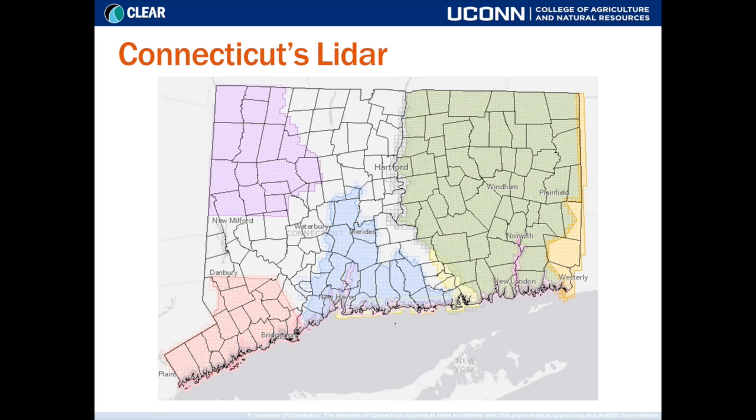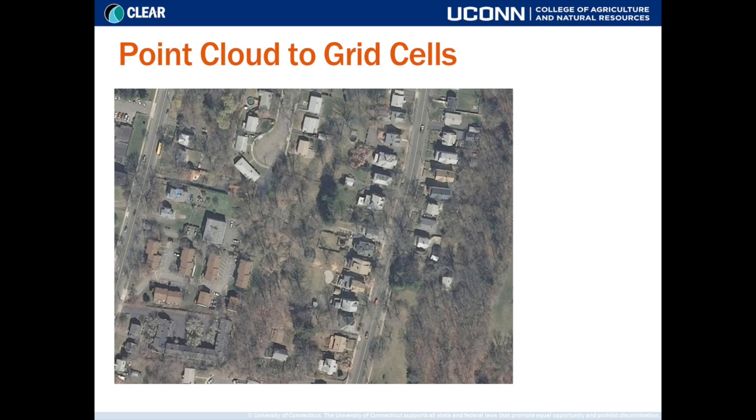So let's talk about what we have here in Connecticut. We have a patchwork quilt of data sets that are all colored differently on this map. And I'm going to talk briefly about each one. First, I want to talk about the difference between a point cloud and the grid cell data. So we had that poll where some of you said you used point clouds and some of you are using DEM tiles. And what is the difference?